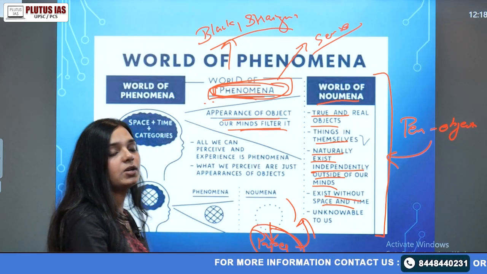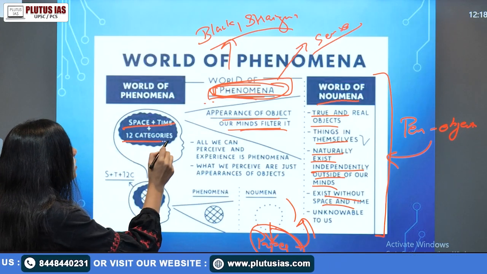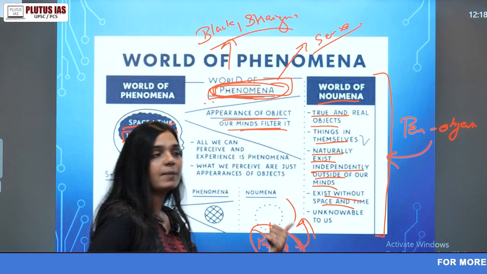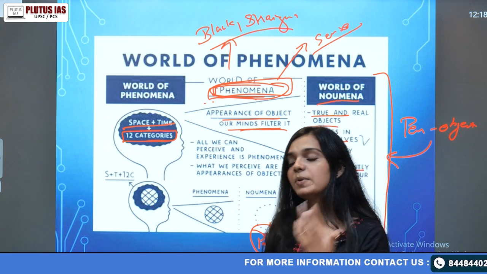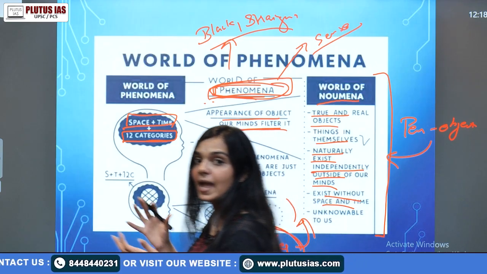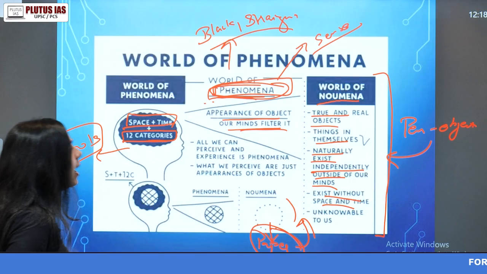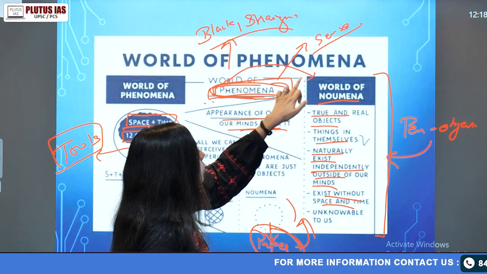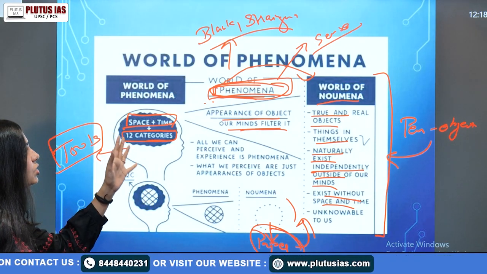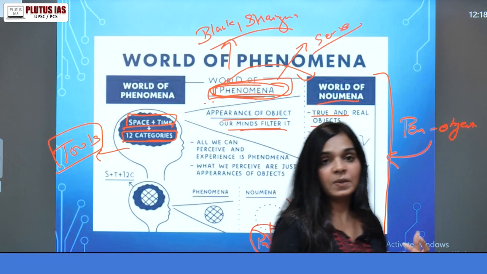Now what are the tools that he mentioned? There were certain tools that Kant mentioned, and these tools are space, time, and 12 categories. We'll read about these 12 categories later in the next slide. He says that space, time, and 12 categories like quality and quantity are the way we perceive these objects. These are the tools that help us filter through our mind and reach from phenomena to noumena. Understood? So basically, through space, time, and 12 categories, we are reaching from phenomena to noumena. And this is how we are coming in contact with that world, right?